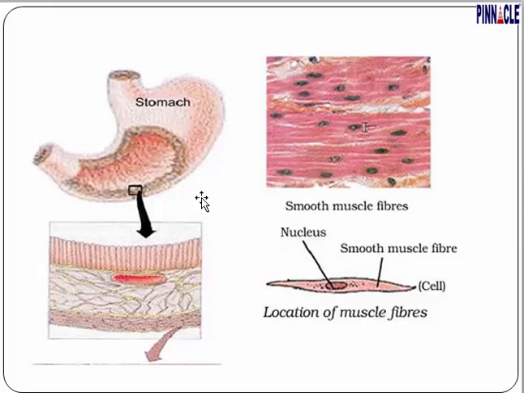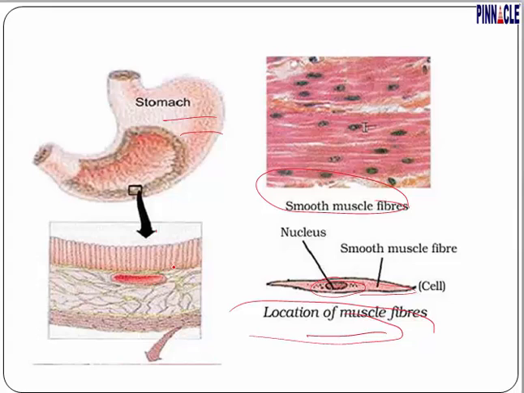Let's take one example, the stomach. This is the stomach, and see these smooth muscle fibers. This is the nucleus. Smooth muscle fiber, you can see here. This is a cell. Location of muscle fibers: you can have them like this in the stomach. These are muscles. We will see smooth muscle fiber in detail, but you can see the structure of muscle fiber is like a spindle-like structure.